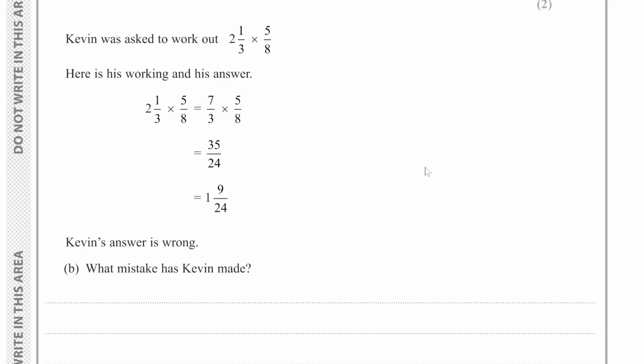Kevin was asked to work out 2 and 1/3 times 5/8. Here is his working and his answer. 2 1/3 times 5/8 is the same as 7 thirds, that's true, times 5/8. 7 times 5 is 35, 3 times 8 is 24, and he's converted that into 1 whole one and 9 over 24. So 35 over 24.